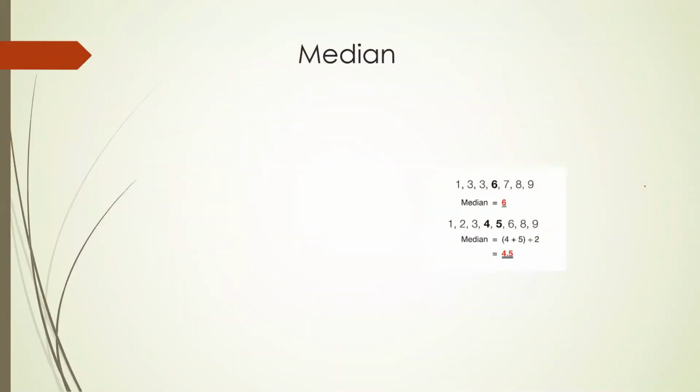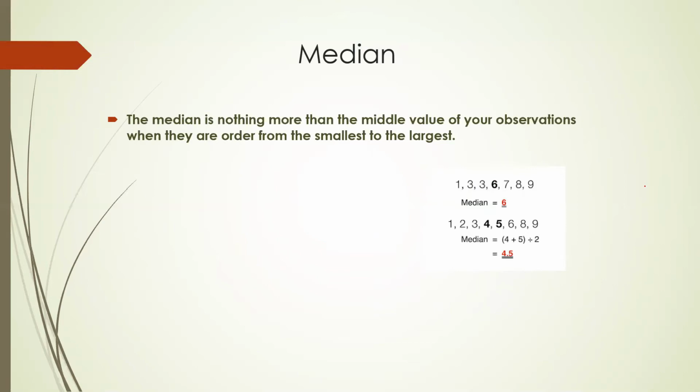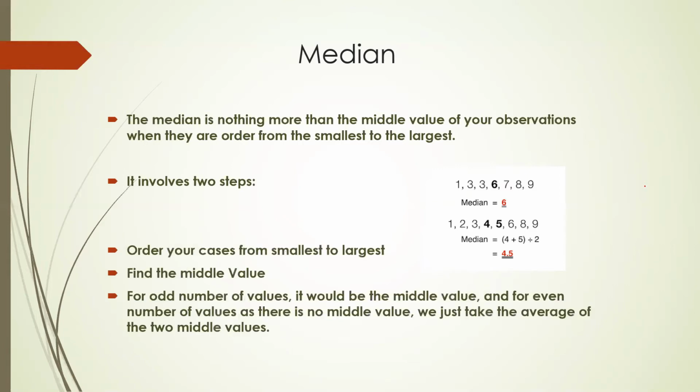What exactly is median? Median is nothing but the middle value of your observations when they are arranged from the smallest to the largest. The typical way to find median involves two steps: first arranging your data from smallest to largest, which is in ascending order, and then finding the middle value. For instance, you have an odd number of data points. In this particular data set, there are 7 elements. So finding the middle value is very easy. The middle value would be the median over here, which is 6.